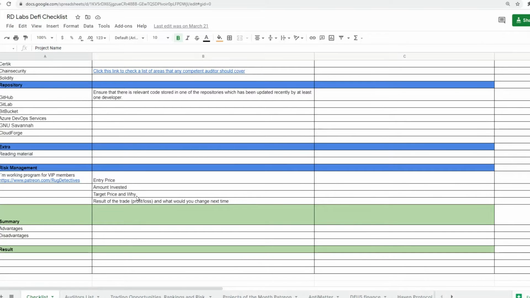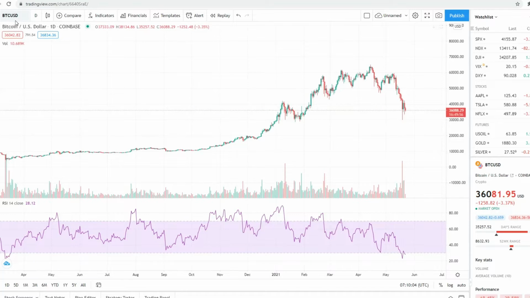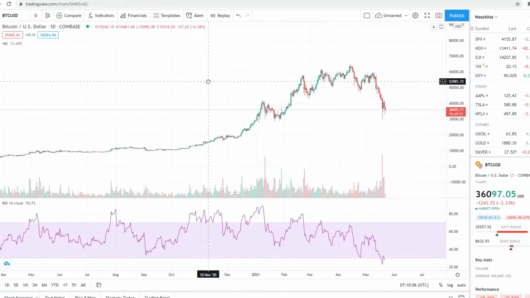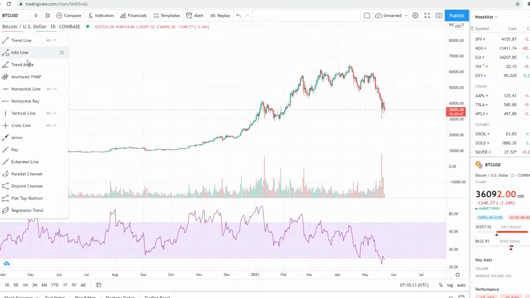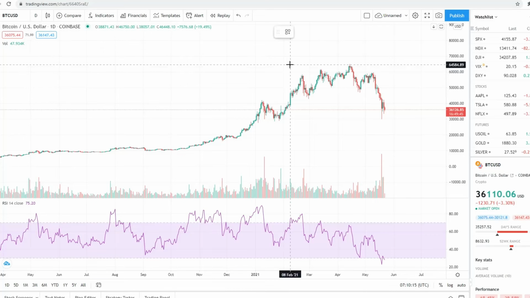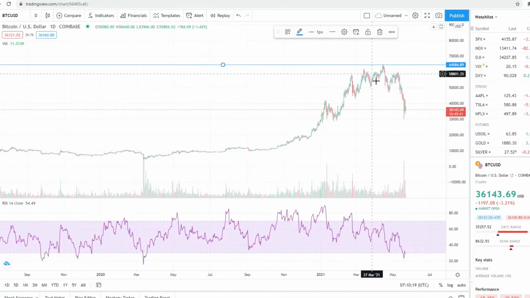So let's get straight to it. Basically, if I just pull up this chart here, this is a TradingView chart on a daily time frame of Bitcoin. What we've seen is price tested $65,000. If we just put on a horizontal trend line here, it tested the $65,000, and since then it's been moving lower.